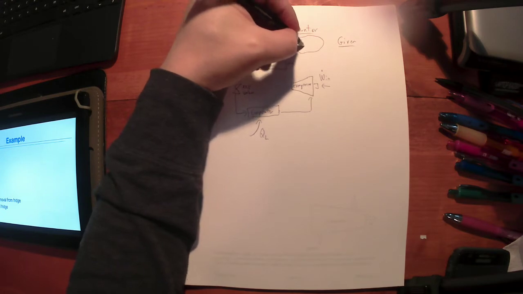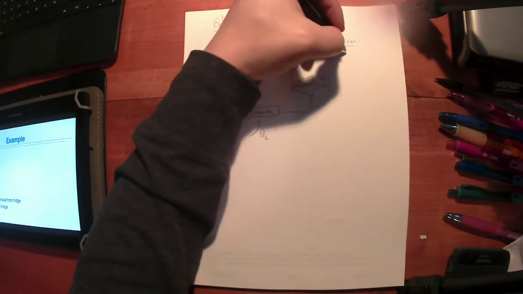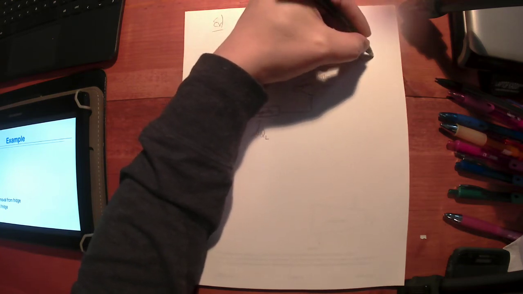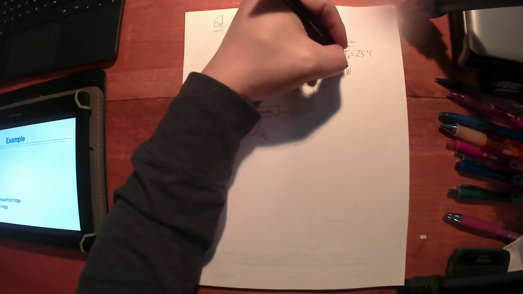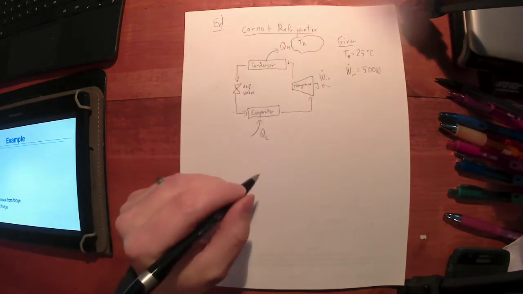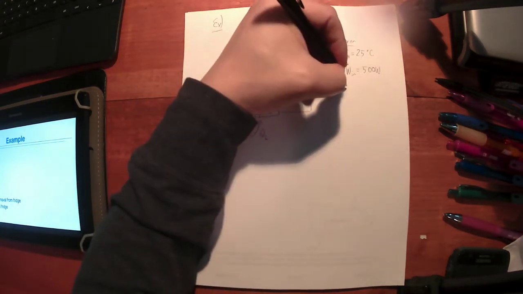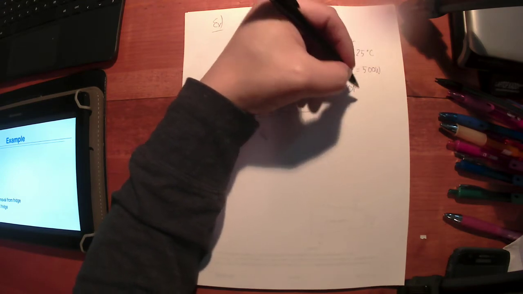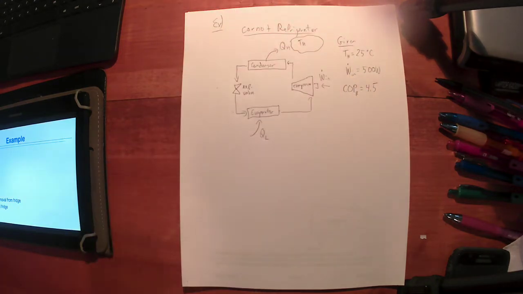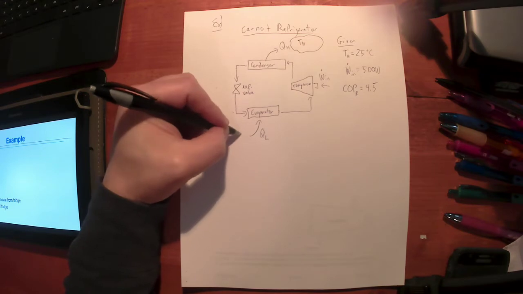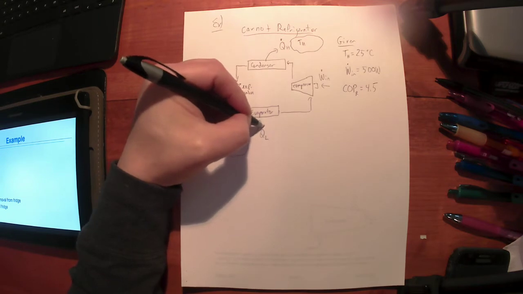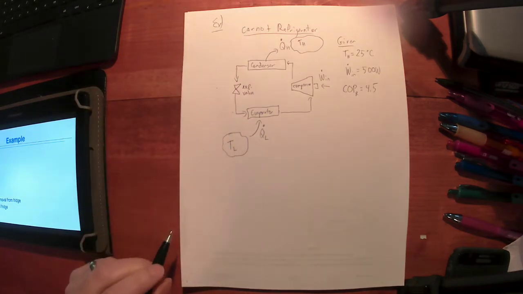So we've got a hot temperature space, and given to us is that the hot temperature space is 25 degrees C. The power input to the compressor unit, they're saying, is 500 watts. And they're telling us that the coefficient of performance for this refrigerator is 4.5. They want us to find, since this is a W dot, I'm going to call this a Q dot H and a Q dot L, and TL is my cold body down here.